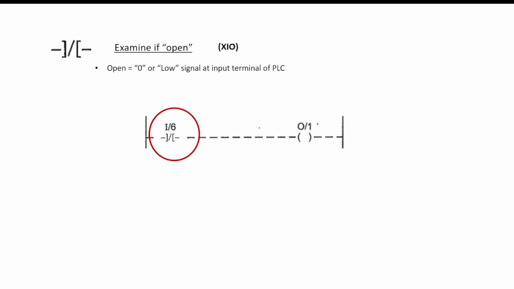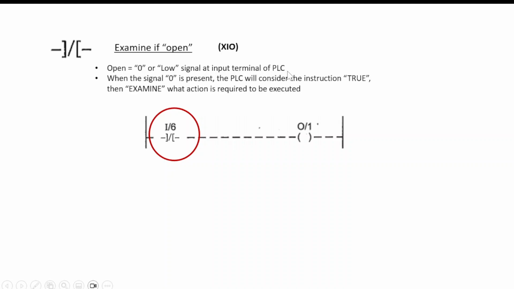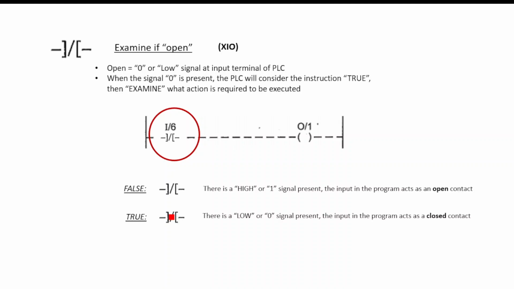Examine if open is a little bit different. Open means there's a 0 or a low signal at the input terminal of the PLC. When the signal 0 is present, the PLC will consider the instruction true, then examine what action is required to be executed. So again, here we have false and true.